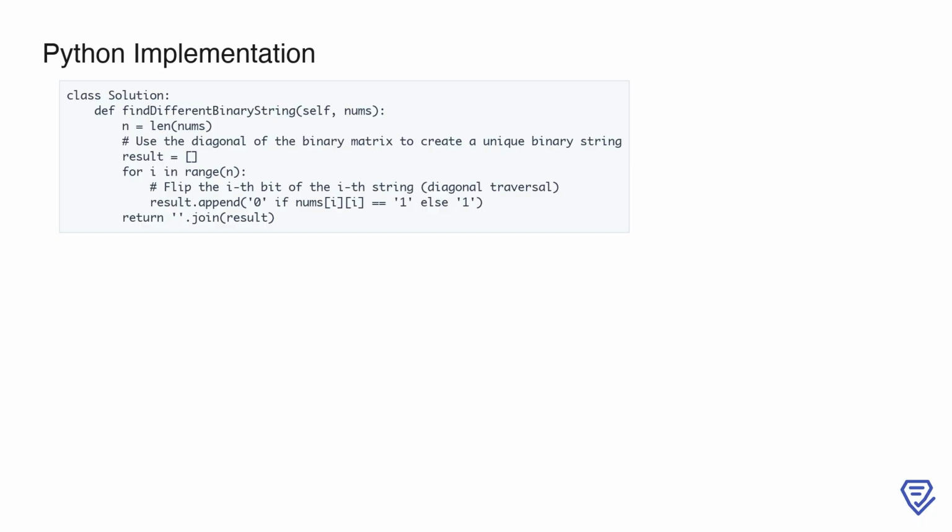5. Return value. The constructed binary string is returned as the result. Since the diagonal flipping ensures uniqueness, this solution is both correct and efficient. Complexity. Time complexity, O(n), as we iterate through the diagonal once. Space complexity, O(n), for storing the result string. This solution leverages properties of binary strings and diagonal traversal, avoiding exhaustive search and ensuring uniqueness deterministically.